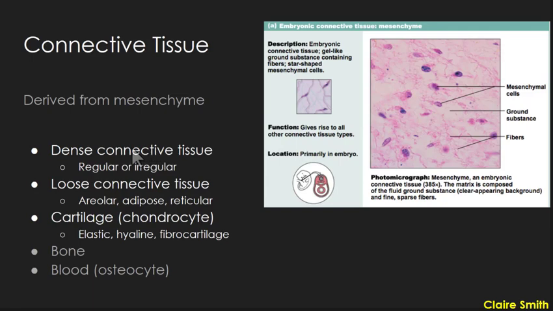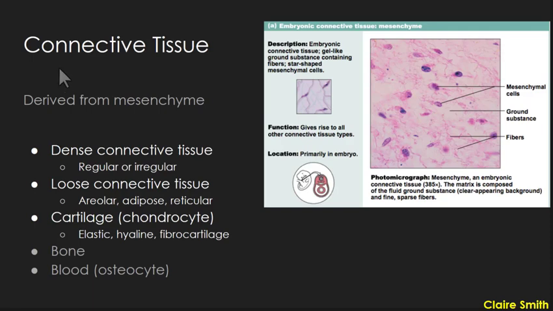So there's different types. We have some dense connective tissues, either regular or irregular. Loose connective tissues, areolar, adipose, or reticular. Cartilage, where we have elastic, hyaline, or fibrocartilage. And then bone and blood are also technically types of connective tissue, but we're not going to look at these today. So we're just going to be looking at dense, loose, and cartilage connective tissues. And again, there's going to be a lot of different subtypes for all of these. Unlike epithelial, I'll go into detail with these.